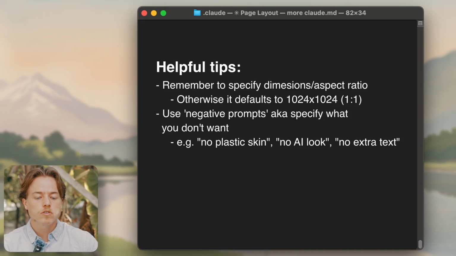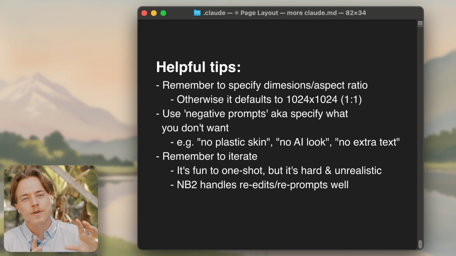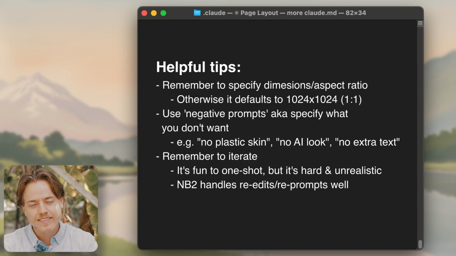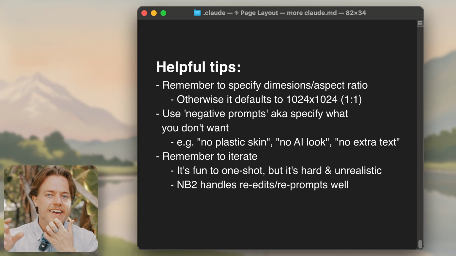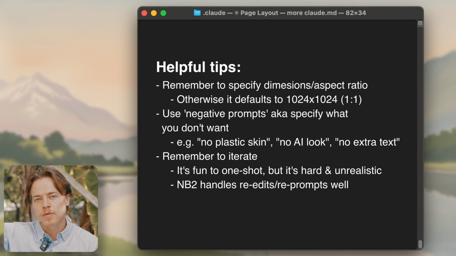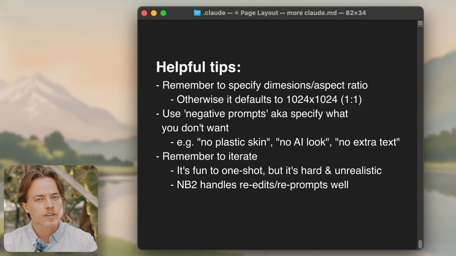Some other tips are learn to use negative prompts, so be very specific about what you don't want in the image or what you don't want it to look like. It's very good at understanding though. And then remember to iterate. It's cool to one-shot this stuff and get the perfect prompt that gets the exact image you want, but honestly, that is pretty unlikely. You're going to have to talk to it over and over again, say, hey, I don't like this. Can we remove this guy from the back right? Can we add a little bit of motion blur? Can we change the lighting here? It handles all of that stuff pretty well, and that's the normal workflow.